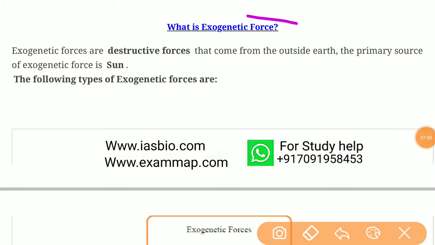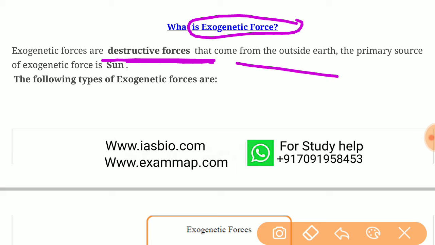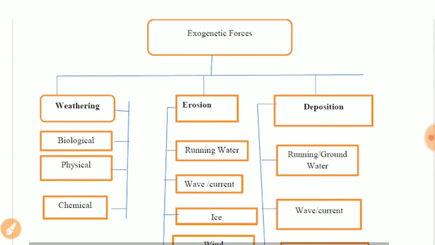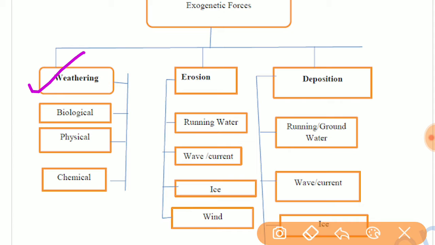Now, what are exogenetic forces? Exogenetic forces are destructive forces that come from outside the earth. The primary source of exogenetic force is the sun. The types of exogenetic forces are weathering, erosion, and the third one is deposition.